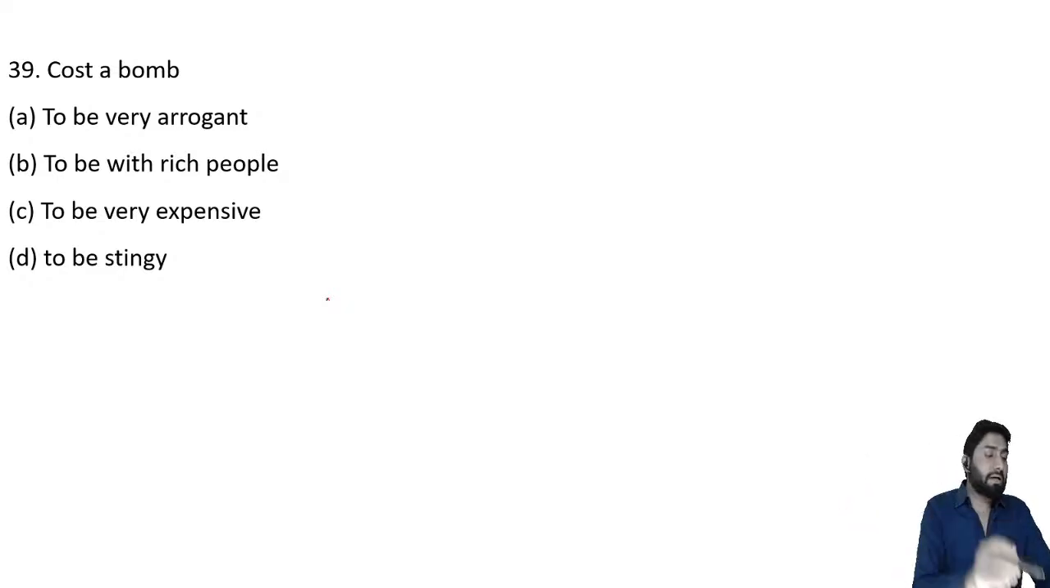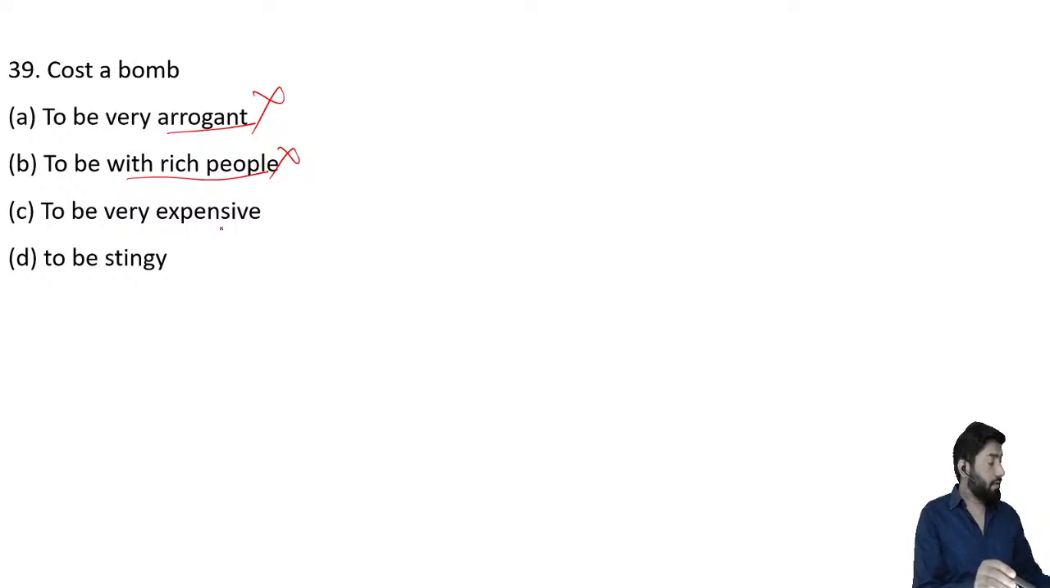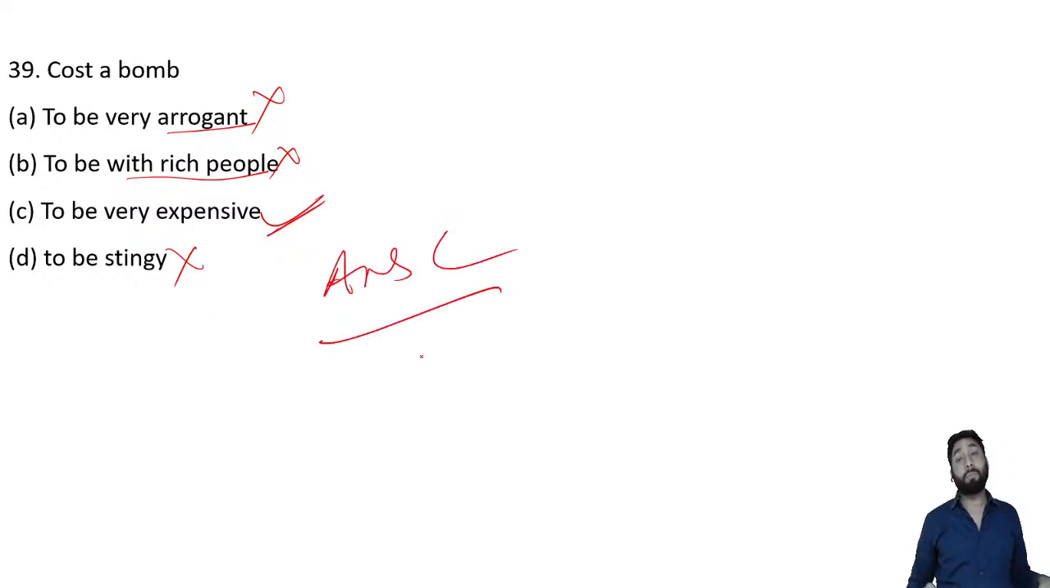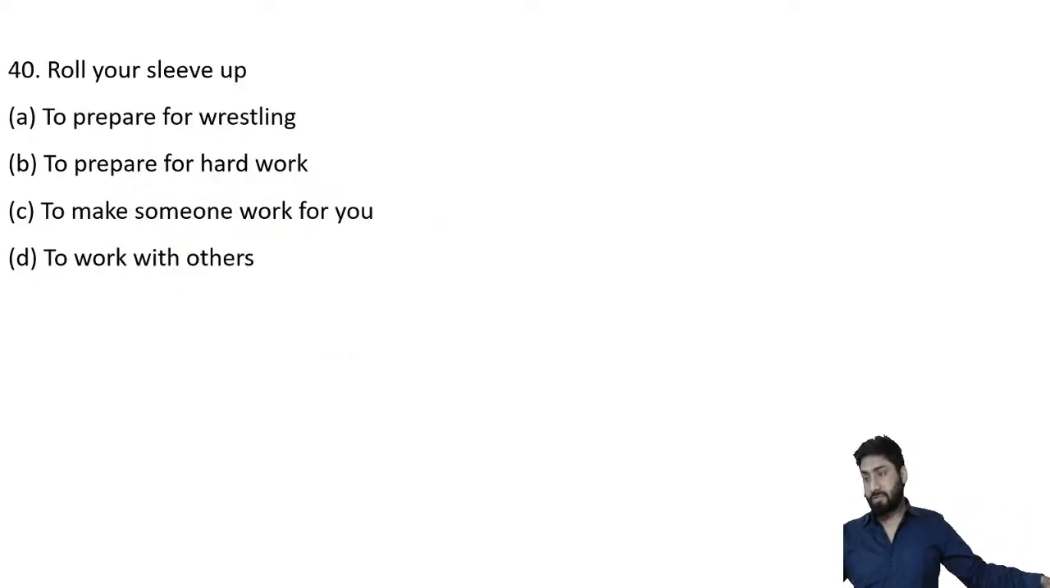उसके according हम देखते हैं अगर options. To be very arrogant, to be with rich people. No, no. To be very expensive, and to be stingy. No, this one, right? So the answer is C. That's what the meaning of cost a bomb is. Something which costs a bomb. The new sports bike costs a bomb. Means that's very expensive in the market. Now, coming back to the next one.